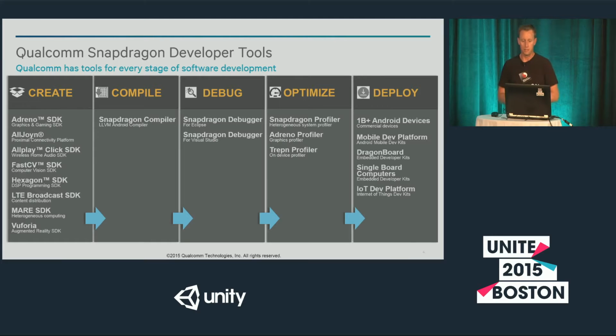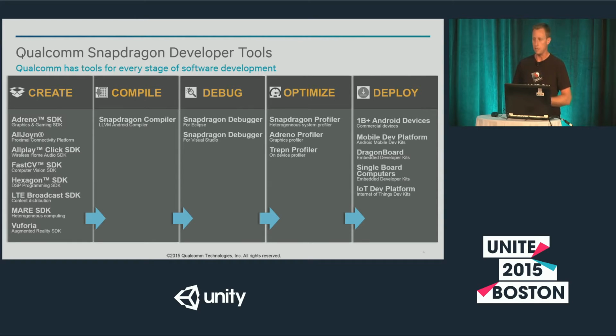But with all that, we need to make sure that developers can develop good applications, good games, good user experiences for those devices. And we put a lot of effort into the developer tools to help you with that. So we look at every stage of the software development pipeline. And what we've done is develop tools for each of those segments. Starting with the left side, you have your create phase, your SDKs.